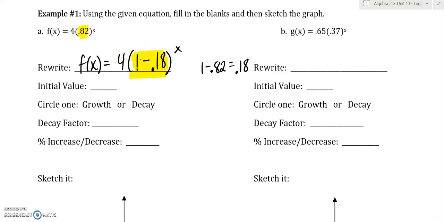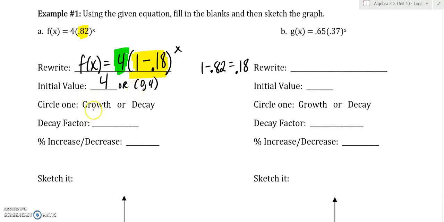So that's my rewrite. My next piece is the initial value. The initial value was the number from the front. So this one has a 4. Just a random side note, if there isn't anything in the front there, we assume it's a 1. Okay, but this one has a 4. So that goes there, that's our initial value. Some of you were writing this yesterday, or maybe in class you saw it as a coordinate (0, 4). That might help some of you.